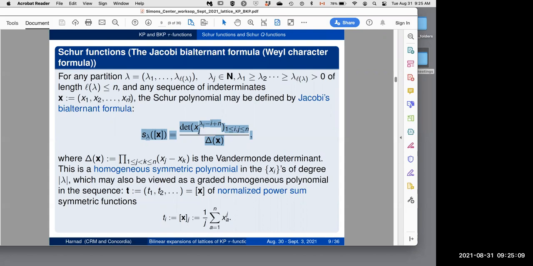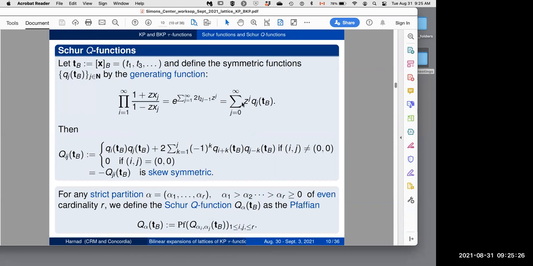So it's a determinant. There are many determinantal expressions for the Schur function, but the important thing to remember is that the Schur function, when viewed as a function of the T's, is a KP tau function and the basic building block for all KP tau functions. Similarly, we can define the Schur Q functions, which play a similar role with respect to projective representations as the Schur functions do with respect to ordinary representations.